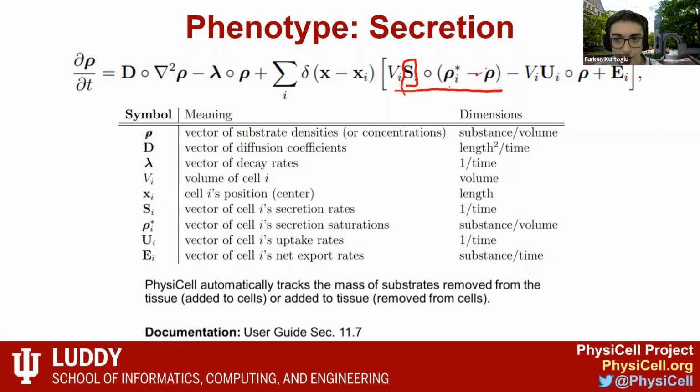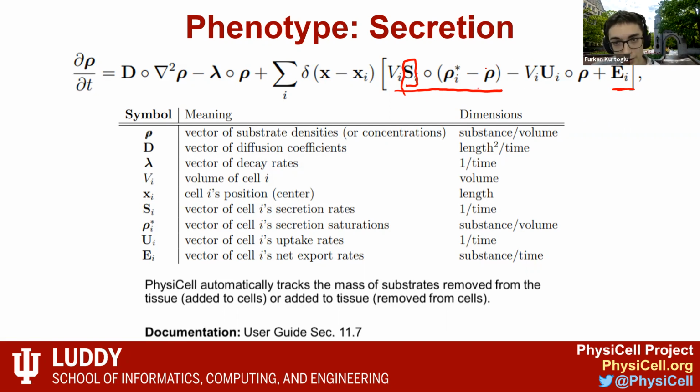So therefore we should have a substance per time. What we are doing here is, this is a concentration and this is a per time, so we need to multiply by the volume to have a substance per time. This is true for the uptake too. Therefore, we are just monitoring the cells as a substance, which is called internalized substrates. And the net export rate is actually coming in here as a handy.